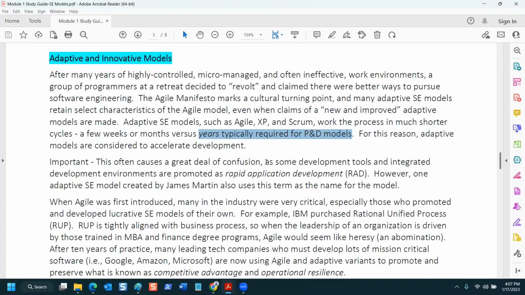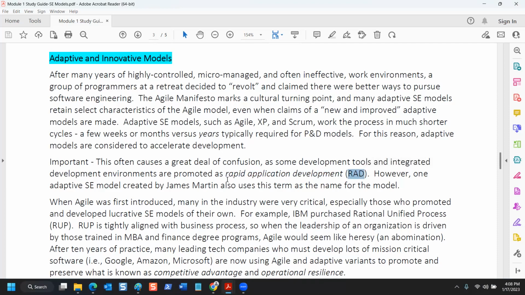These adaptive models are not the same as a tool suite of development utilities that are integrated into a development environment, an IDE, and promoted as rapid application development. Oh, to make matters worse, there's actually an adaptive model called James Martin RAD. His use of the term RAD is a similar acronym, but it's an authentic adaptive model.